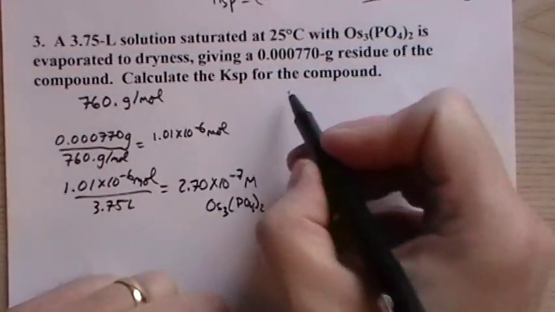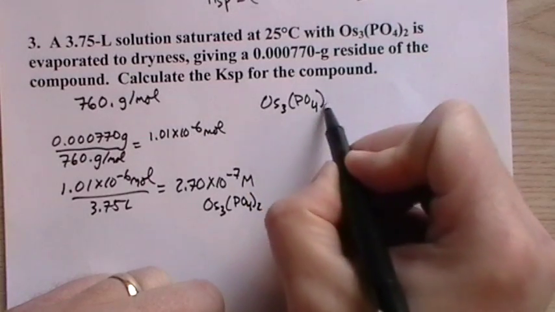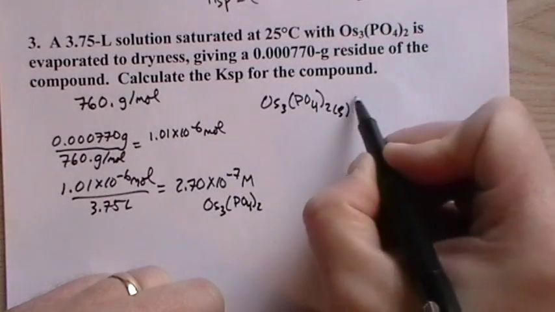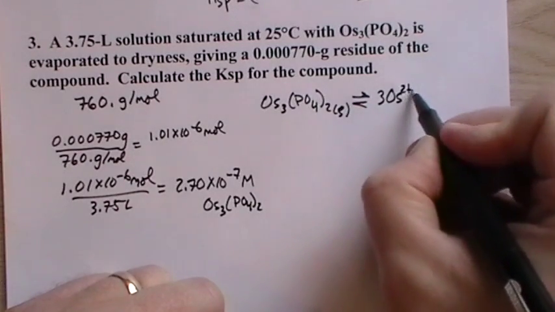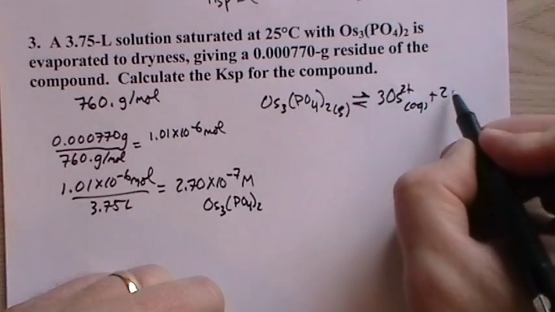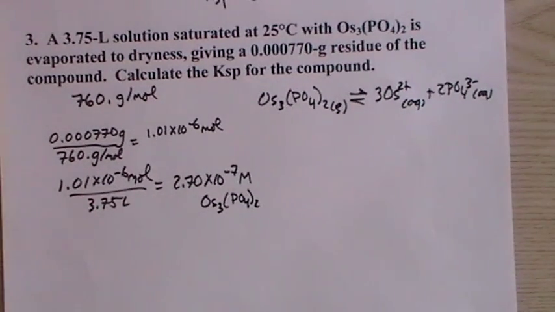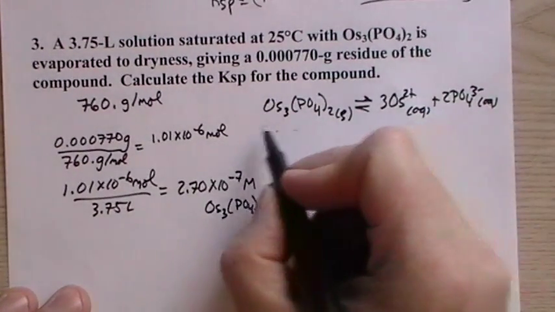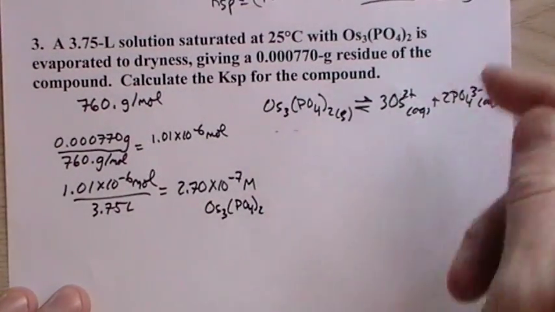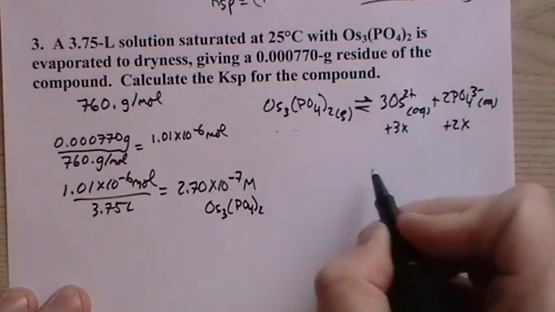Now what does osmium do in solution? We want to write out the Ksp expression. Now this is a solid, but when it goes in, it becomes 3 osmium 2 plus and 2 phosphate ions per formula unit. So this is minus X, but we don't draw it because it's a solid. It loses that amount. This becomes plus 3X and plus 2X.